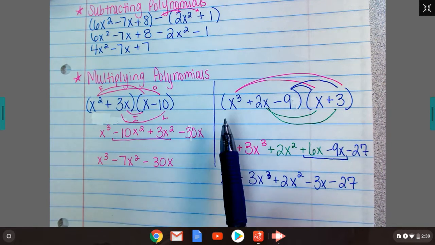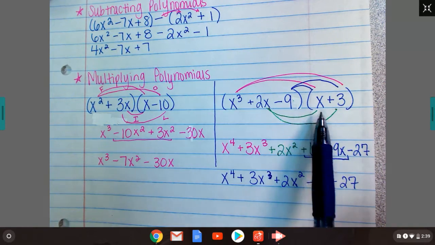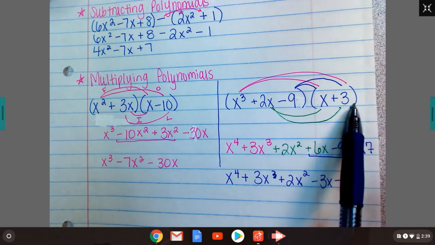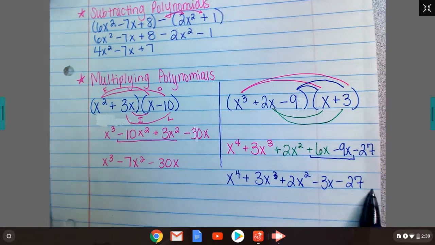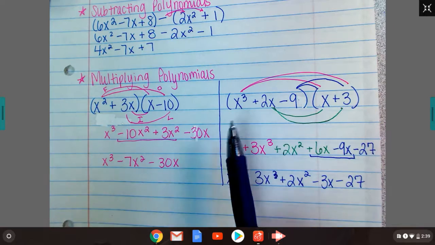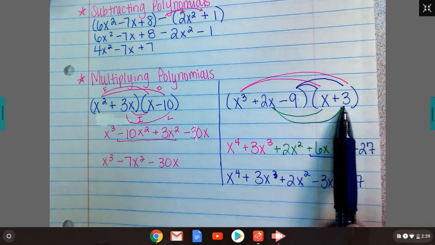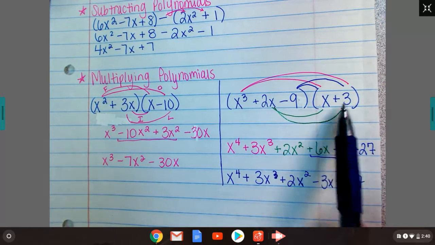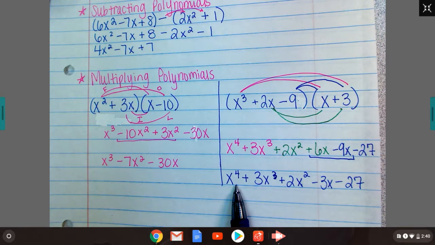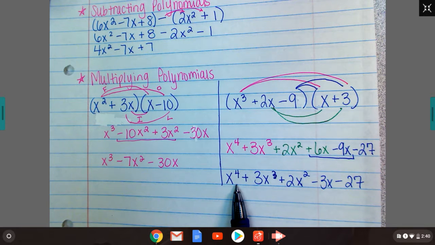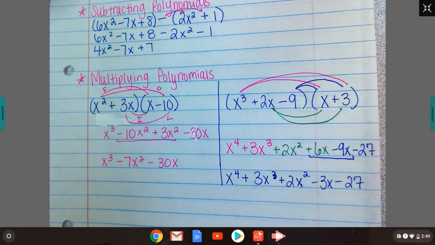So I started, notice, with a cubic times a linear, a degree 3 times a degree 1, and I ended up with a degree 4. So again, if you add the degrees of the polynomials that you're multiplying, then you'll get the answer's degree. And that works just because of our exponent rules.